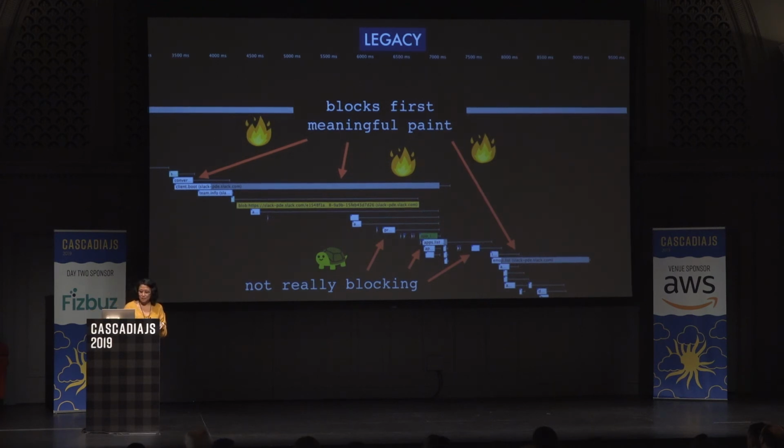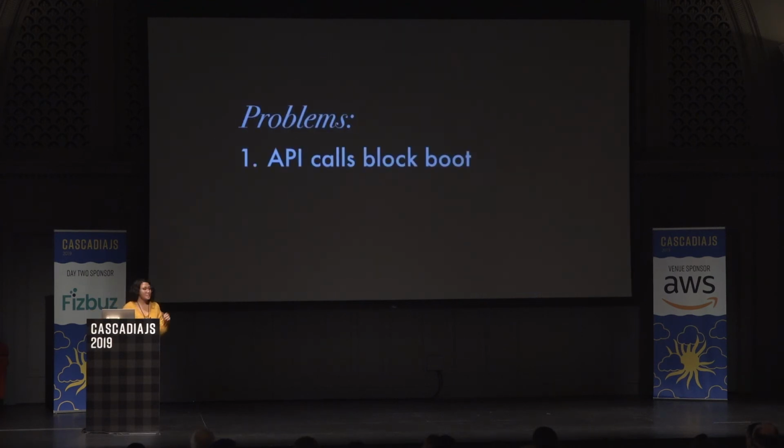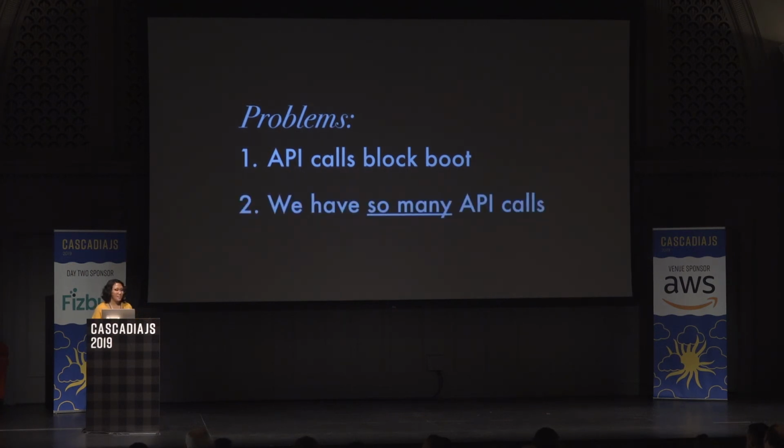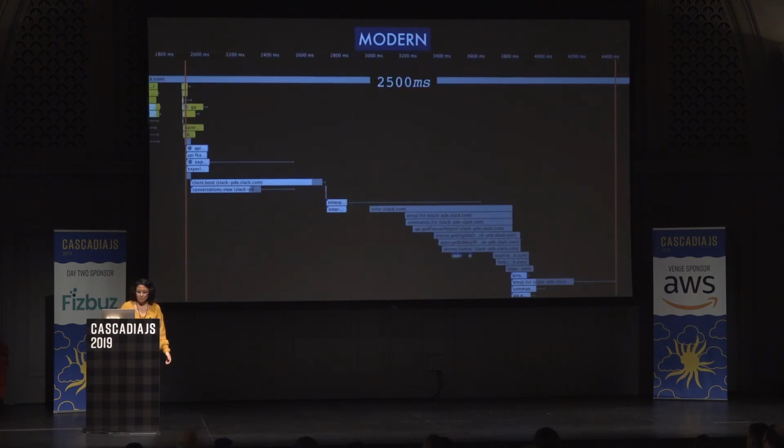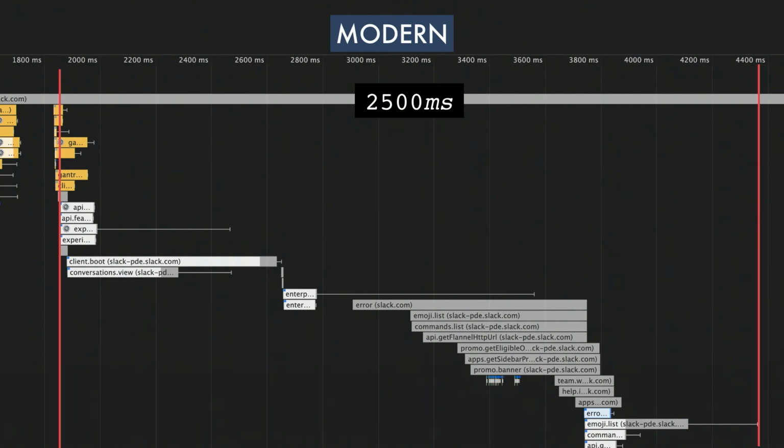And so our problem here was we have this big chunk of API calls. We need them all to be resolved in order for our app to be completely usable. And we have so many API calls. We have a lot of data. What do we do? So there's lots of opportunities for optimizations here. This is the profile for the modern app that we've seen before, but slightly later on.